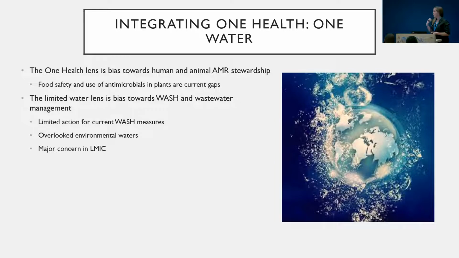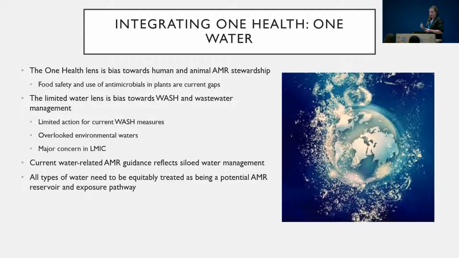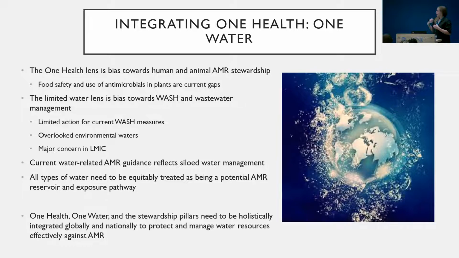We noted too that environmental waters are overlooked and that within that, the current water related AMR guidance reflects siloed management. So we're looking at water resources as either a supply, wastewater, or source. So these need to be equitably treated as being potential AMR reservoirs and exposure pathways. So overall, One Health, One Water, and the stewardship pillars need to be holistically integrated, both globally and nationally, in order to protect and manage water resources effectively against AMR.